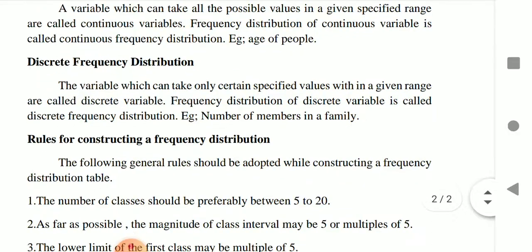Then what is discrete? Next one, discrete frequency distribution. The variable which can take only certain specified values within a given range is called a discrete variable. And then the frequency distribution of a discrete variable is called discrete frequency distribution. What is discrete frequency distribution? Frequency distribution of a discrete variable is called discrete frequency distribution. Then what is a discrete variable? A discrete variable means the variable which occupies certain specified values in a given range.